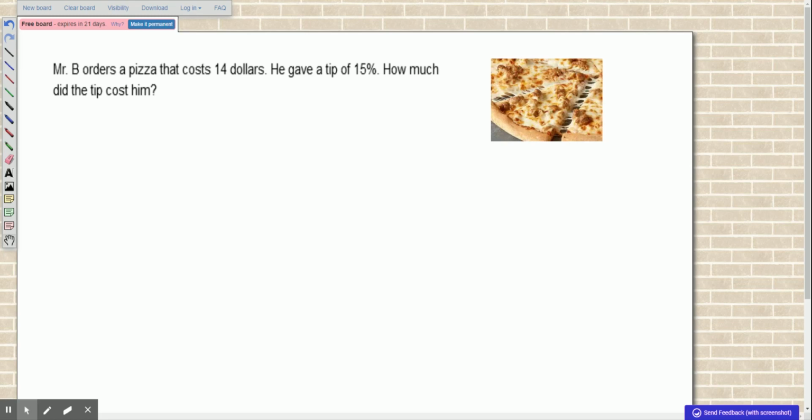Okay, so let's take a look at an example problem. We have before us: Mr. B orders a pizza that costs $14. He gave a tip of 15%. How much did the tip cost him? So this problem here, we're just trying to figure out the cost of the tip. So we know the pizza costed $14. We want to know, how much extra money am I giving to just the delivery driver, basically.